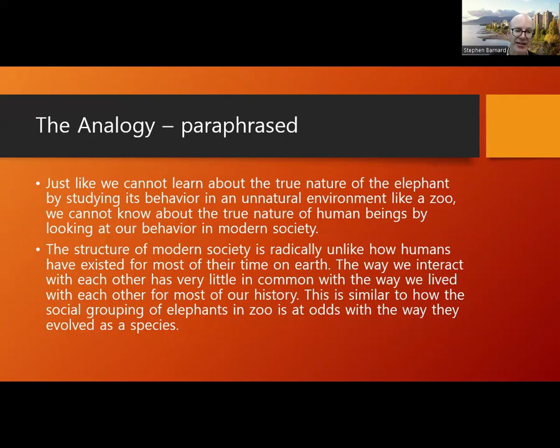This is relevantly similar to the social grouping of elephants in a zoo and how it is different from the way they evolved as a species. So, to conclude, just like we should not look at how elephants behave in a zoo and try to make conclusions about the nature of an elephant, we cannot look at how human beings interact in modern society and think this will give us a deeper understanding of the actual nature of the human species.